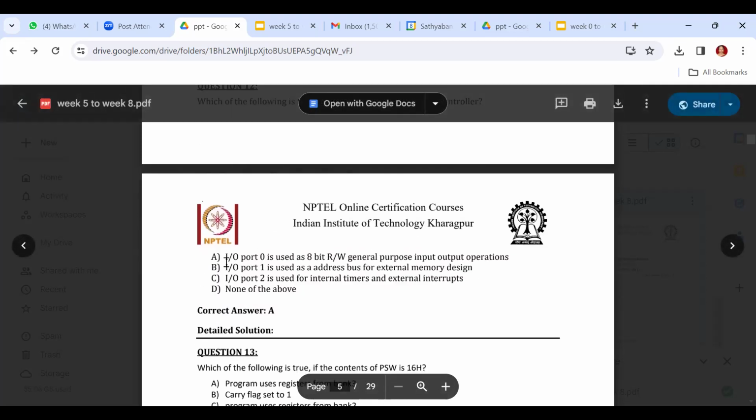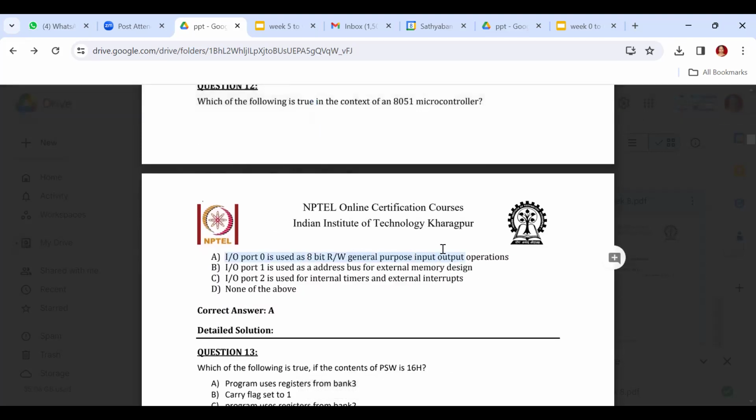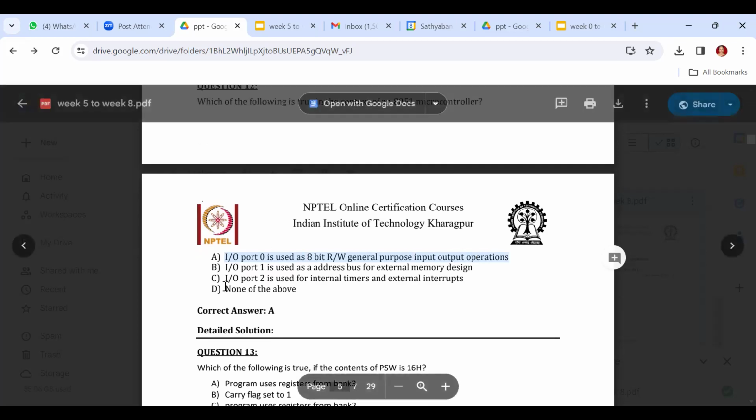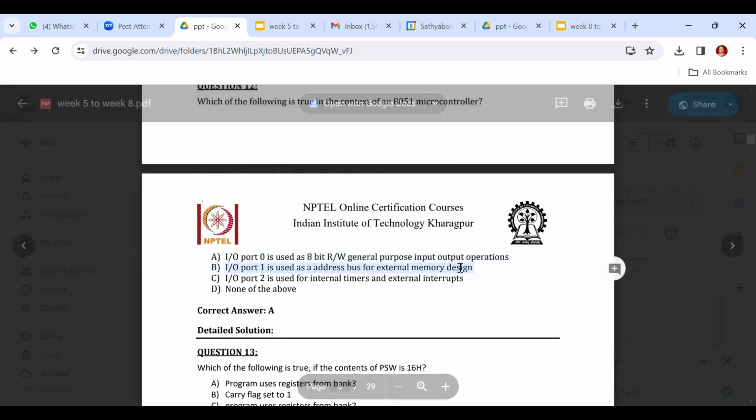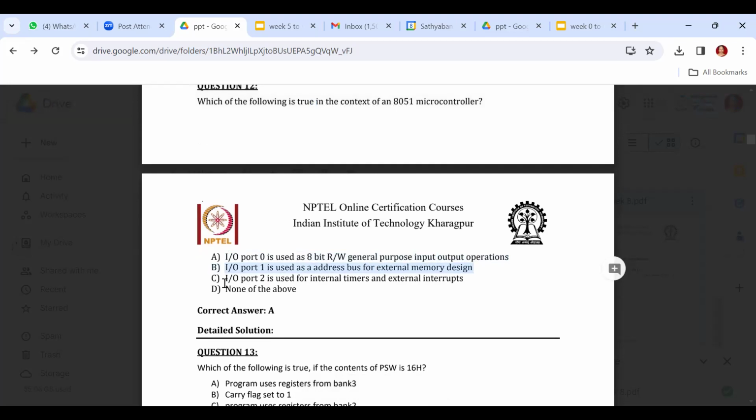So you see, IO port 0 is 8-bit general purpose input output operation. Port 1 is used as an address and port 2 is used for internal timer and external interrupt. And D, none of the above. Actually, how many ports are there? 4. Port 0, port 1, port 2, port 3.